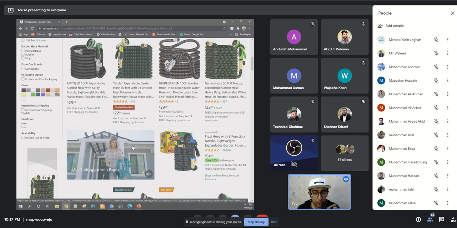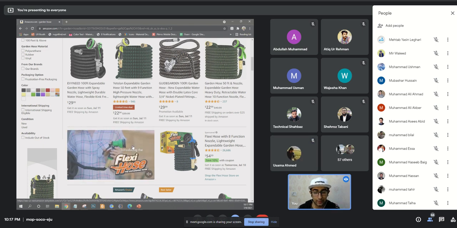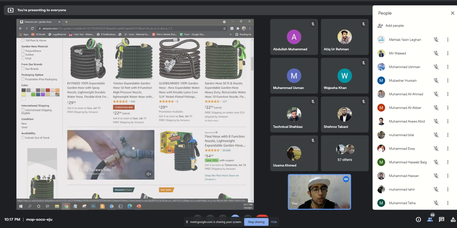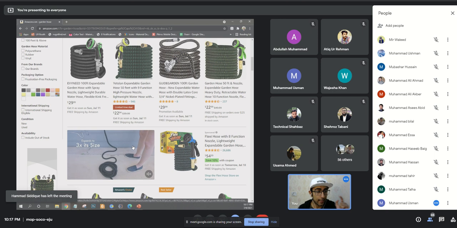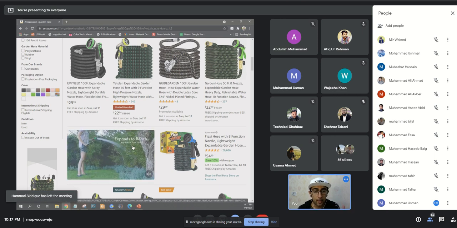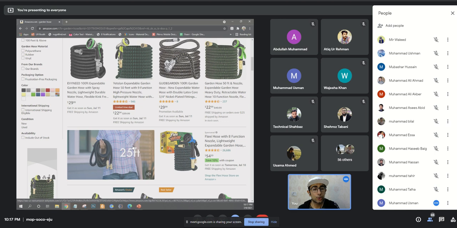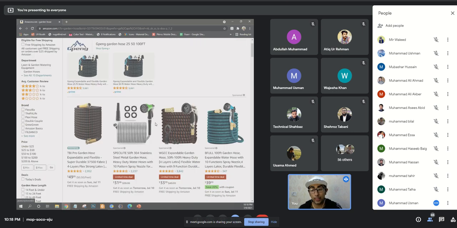Now all 7 of these got an impression. That means some person who searched garden hose, and these people were targeting garden hose as a keyword in their PPC, so they were able to get visibility. Now once I saw their listing, I'm going to select one of them to go in and see if it is a good fit for me.